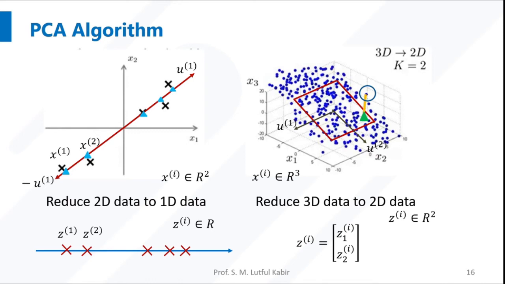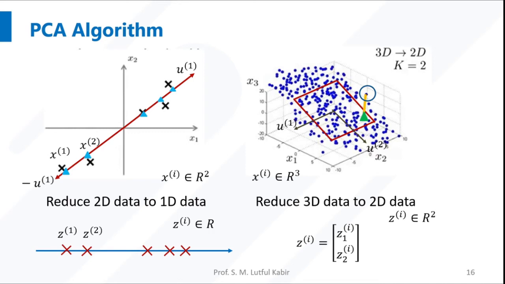So this is the technique, but we didn't discuss how to find out the U. In case of 2 to 1, U1. In case of 3 to 2, you need two vectors, U1 and U2. If the number of features in X is n, and you want to convert into k features, that means k dimensional data. The n dimensional data, if you want to convert to k dimensional data, you have to have k number of vectors, u1, u2, u3 up to uk.